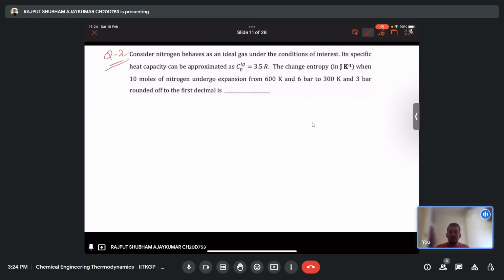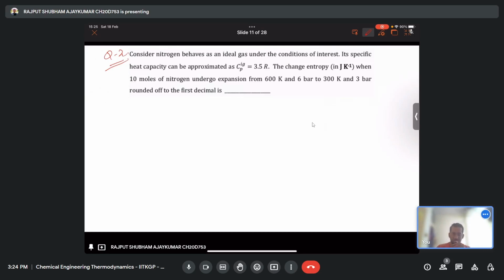So just quickly go through the question first of all, what has been given and what has been asked. Okay, so we'll read the question carefully. Consider nitrogen behaves as an ideal gas. So it's for an ideal system, and nitrogen behaves as an ideal, that is an inert gas, under the conditions of interest. So they have taken a nitrogen gas and they say consider nitrogen as an ideal gas.